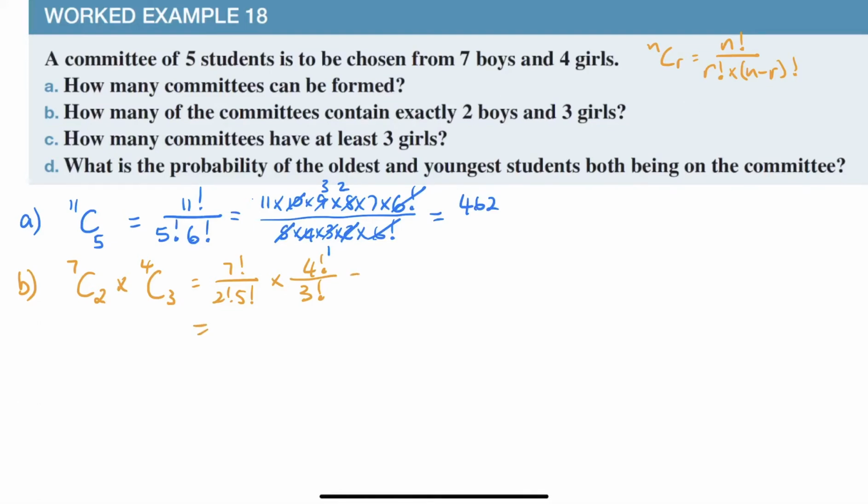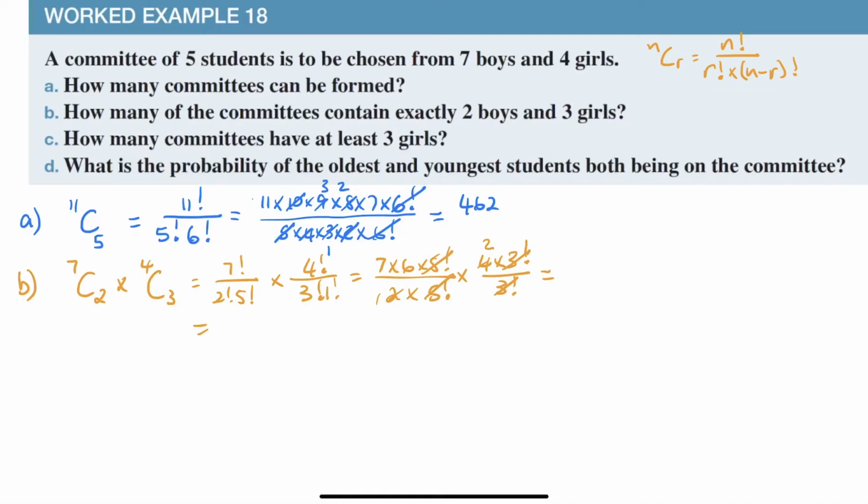7 factorial, let's do it just next to it. 7 factorial is 7 times 6 times 5 factorial, which will cancel with the 5 factorial at the bottom. 2 factorial is 1 times 2, so it's 2 times that. Multiply by 4 factorial, which is 4 times 3 factorial, divided by 3 factorial. Now, this is supposed to be 3 factorial and 1 factorial, but 1 factorial is 1. So 3 factorial divided by 3 factorial will cancel. 2 cancels once and 4 twice.